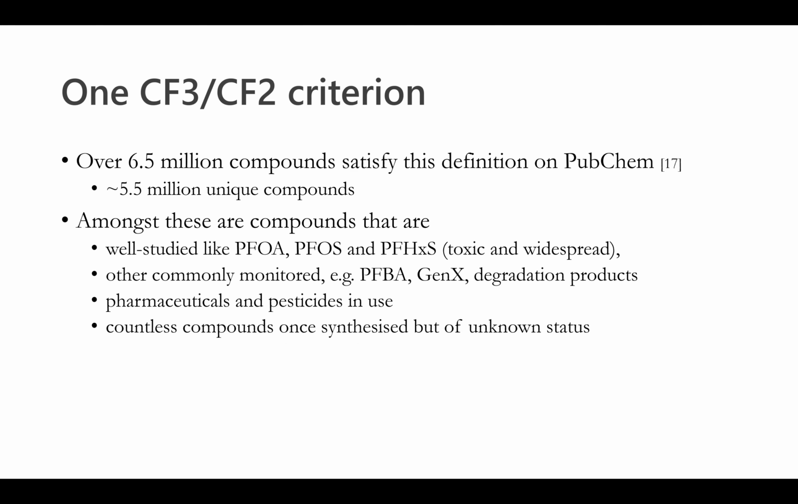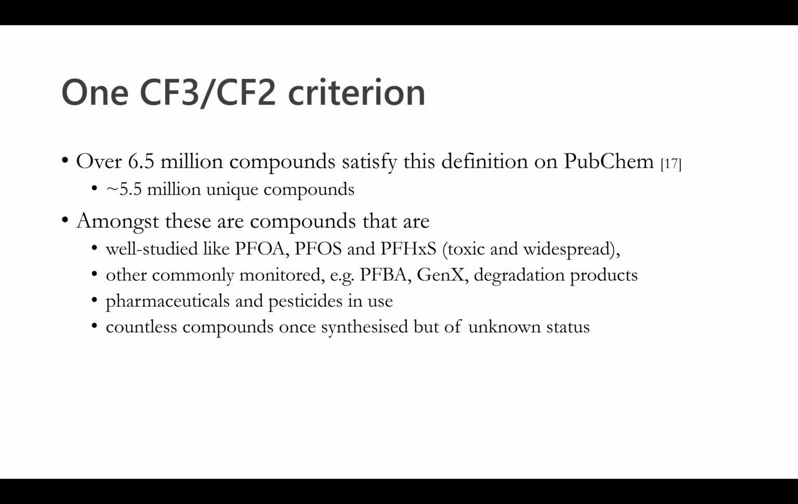If we assume this definition for PFAS, we can identify over 6.5 million compounds on PubChem that would be PFAS, which corresponds to 5.5 million compounds if we regroup compounds of similar form, as I explained before. Among the compounds that match this one CF2, CF3 definition, there are well-studied compounds such as PFOA and PFOS and perfluorohexane sulfonate. There are alternatives such as PFBA and GenX, as well as degradation products.